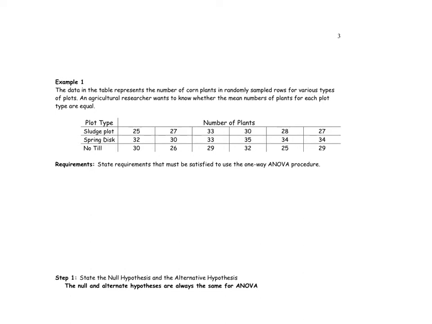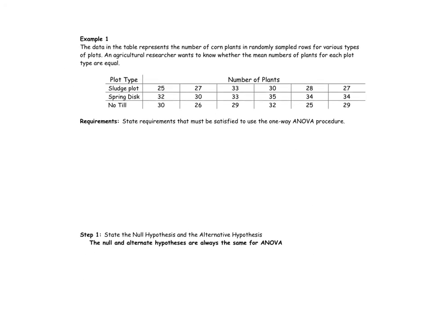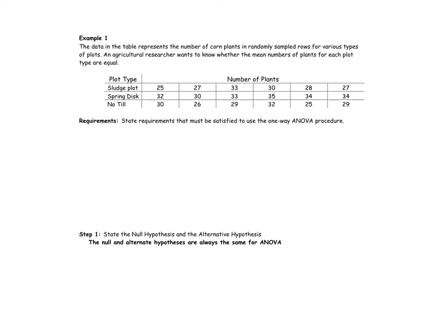So the data in the table represent the number of corn plants in randomly sampled rows for various types of plots. An agricultural researcher wants to know whether the mean number of plants for each plot type are equal. So there you go. All right, we have 1, 2, 3 populations. We see the populations right here: sludge plot, spring disc, no-till. Those represent 3 populations, and we're going to compare the mean number of plants for each plot. All right, if they're equal, the plot types don't really matter. If they're not equal, it means one outperforms the other. So an ANOVA test would be helpful for this farmer.